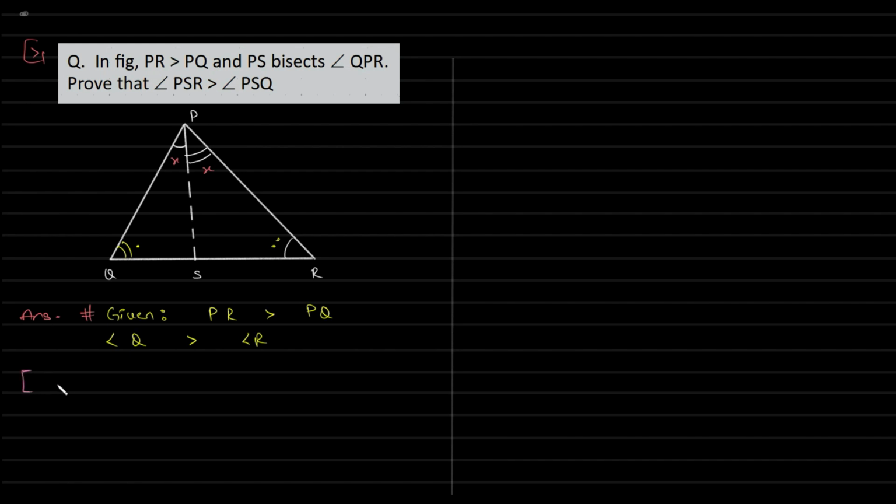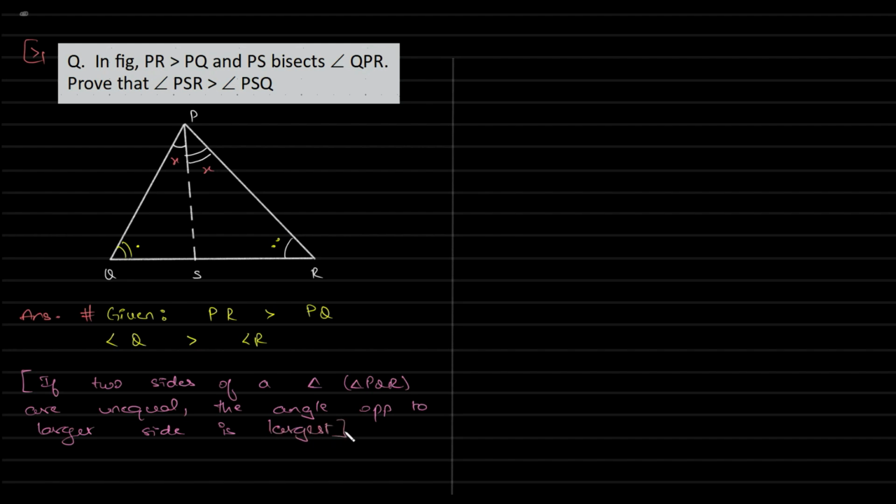The reason being if two sides of a triangle, in this case triangle PQR, are unequal, the angle opposite to larger side is largest or big, or whatever you guys want to call it as.